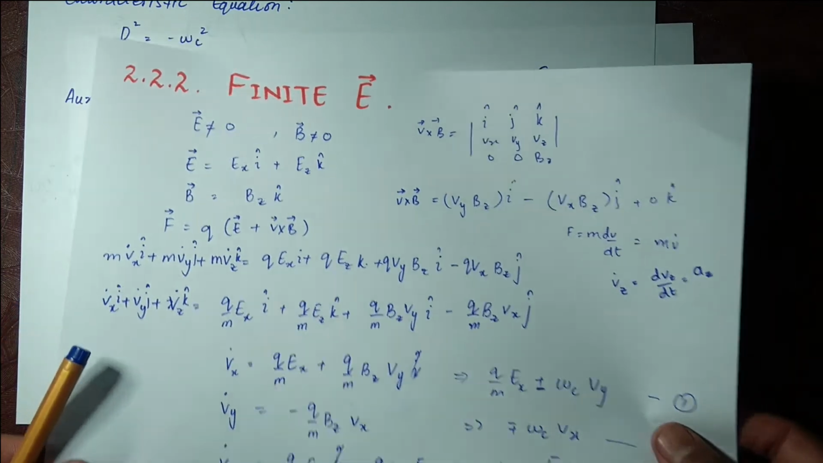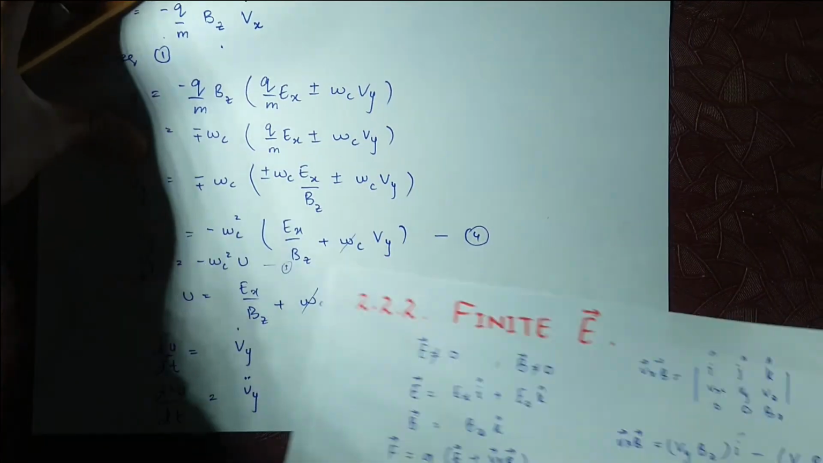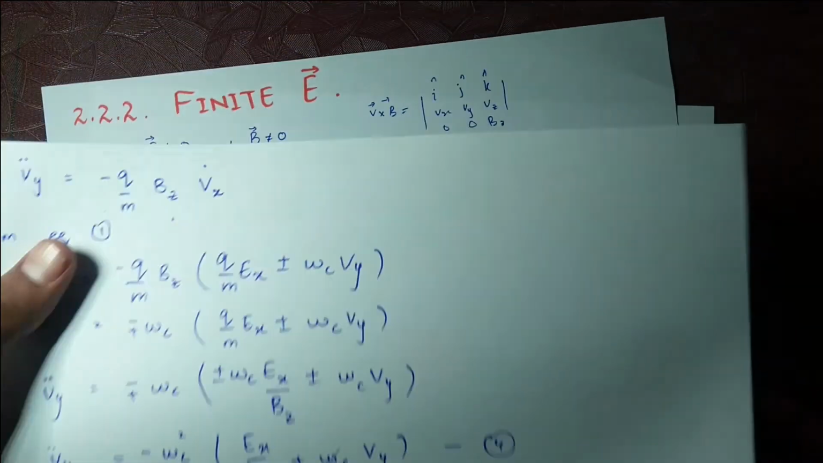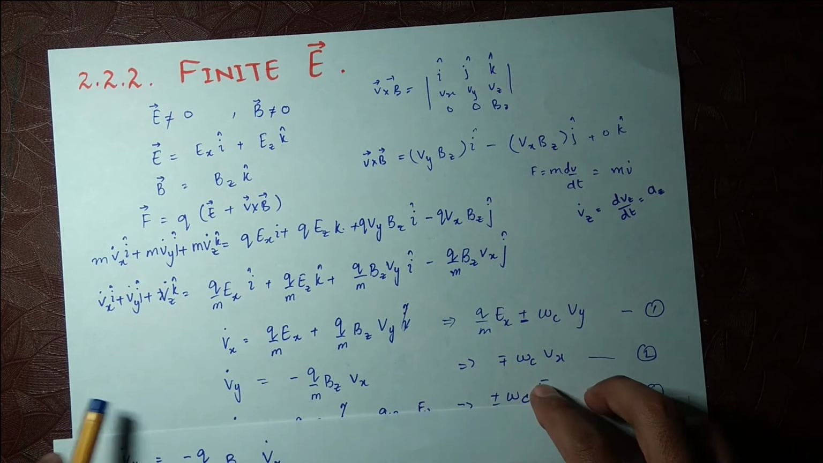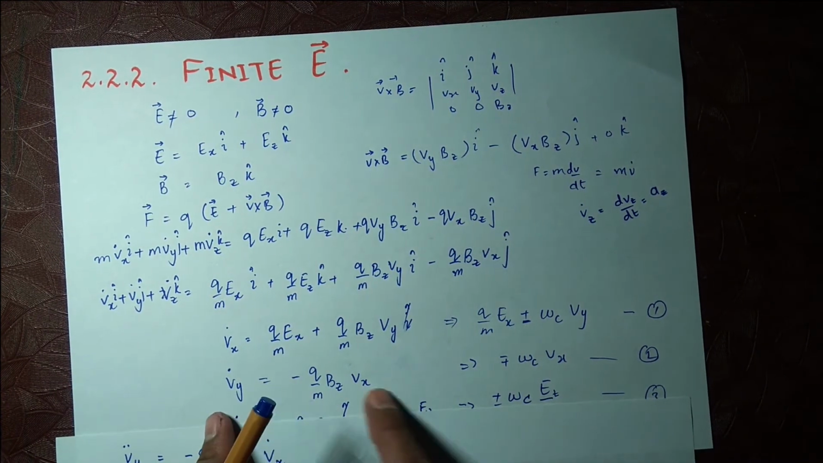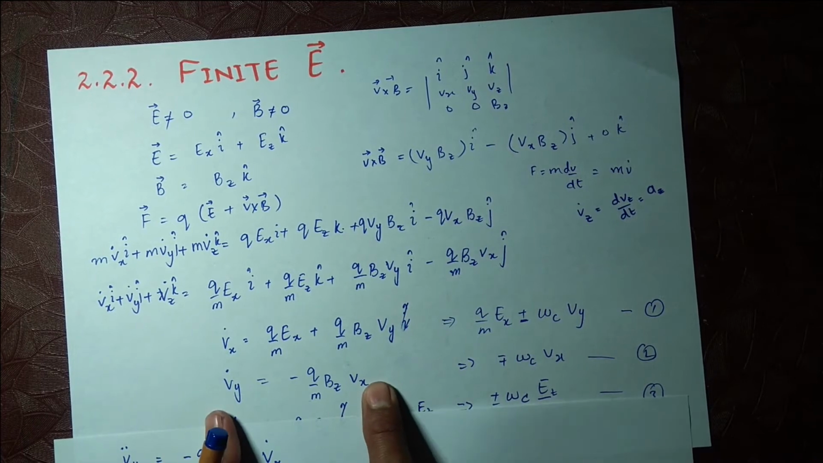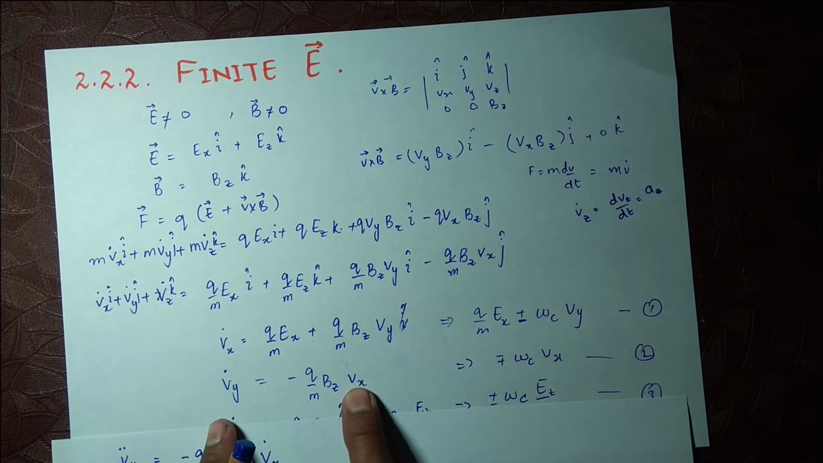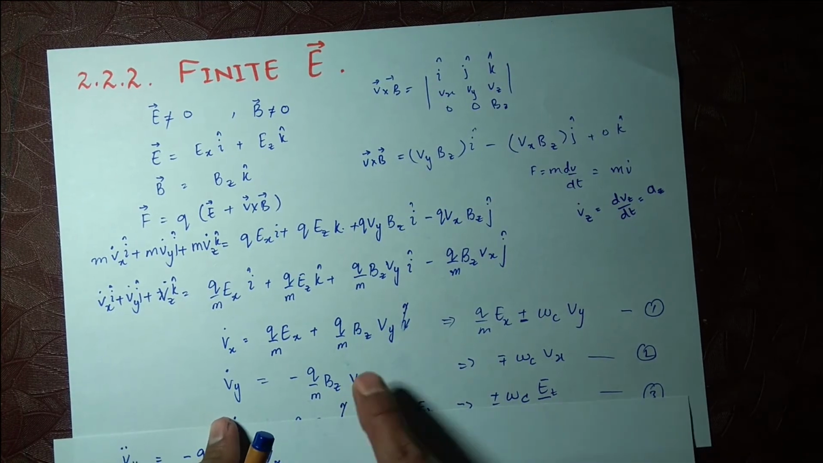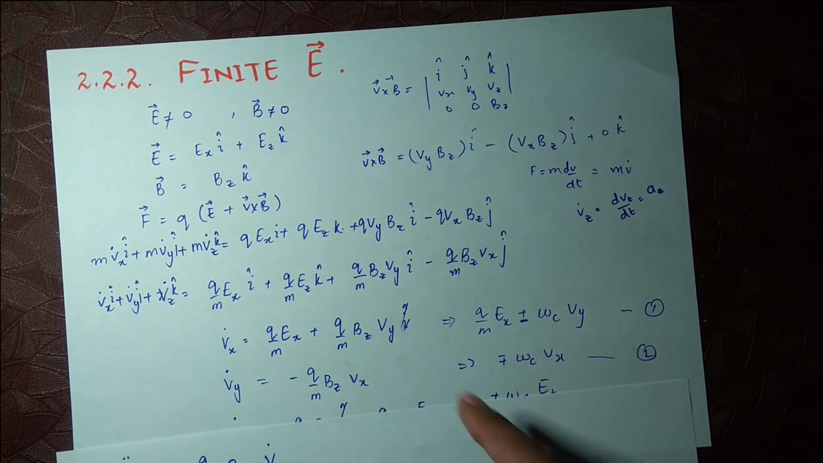For the decoupling, what we will do is take the time derivative of this equation, equation number 2. We have a y here and an x here. We want a y here, also a y here. So what we will do is make the velocity component be in y.